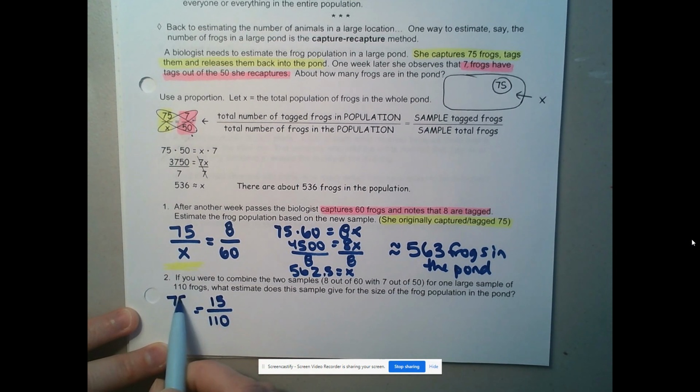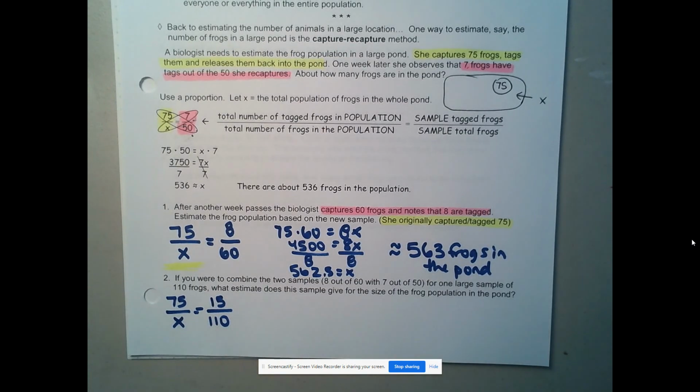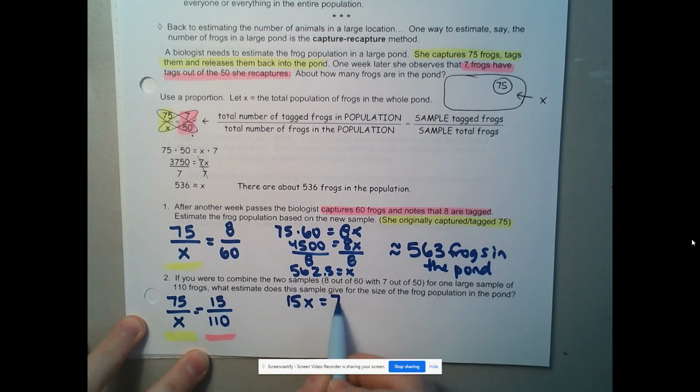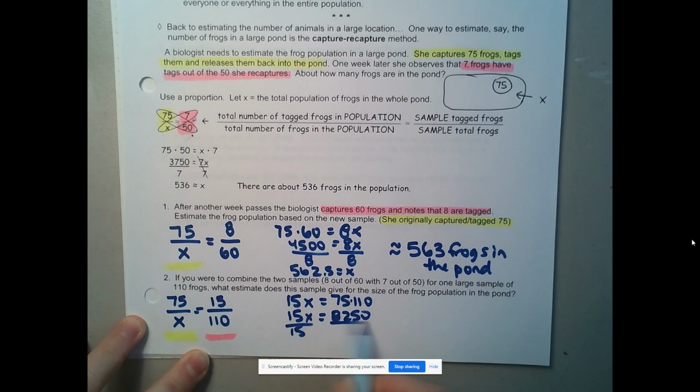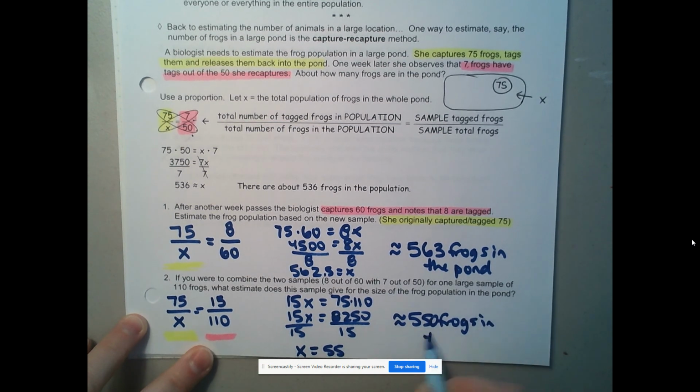And the original was still, we tagged 75 out of the whole population. So we've still got that same 75 out of X. If we combine our samples, we have total tagged, recaptured 15 that had tags out of 110 that we attempted to check. So we would say 15 times X equals 75 times 110. And that's 8,250. Divide both sides by 15. When I put the samples together, I get that X equals 550. So we're going to say about 550 frogs in the pond.